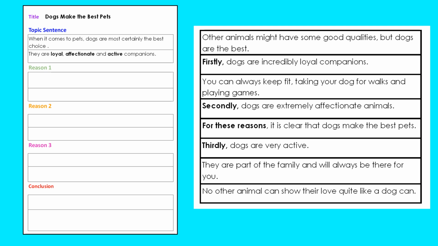Now I have to sum it up with my conclusion. So I'm going to start with, for these reasons, it's clear that dogs make the best pets. And then I'm going to finish it up with, other animals might have some good qualities, but dogs are the best. Do you agree? Well, once again, I'm looking forward to seeing how you complete the task. If you're doing it on a piece of paper or on a worksheet, please take a photo of it and upload it into your working document, or watch the video and I'll even demonstrate how you can do this task online.